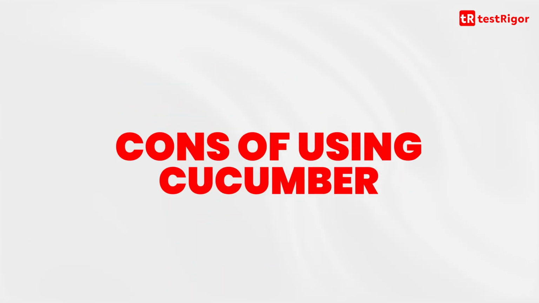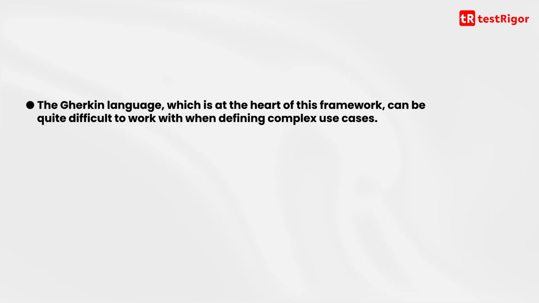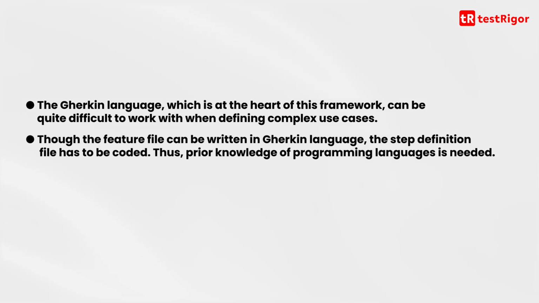Cons of using Cucumber. The Gherkin language, which is at the heart of this framework, can be quite difficult to work with when defining complex use cases. Though the feature file can be written in Gherkin language, the step definition still has to be coded, so prior knowledge of programming languages is needed, and tedious test maintenance.